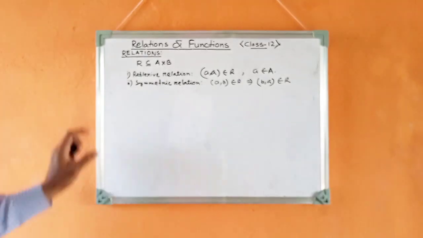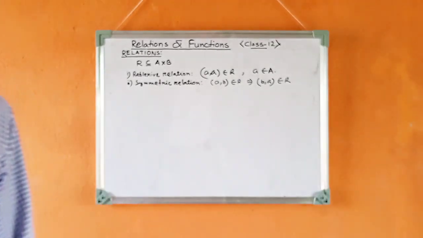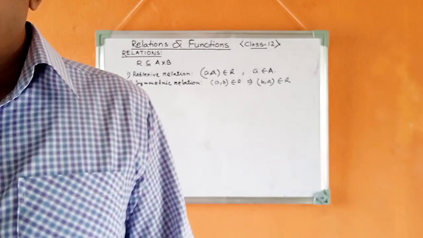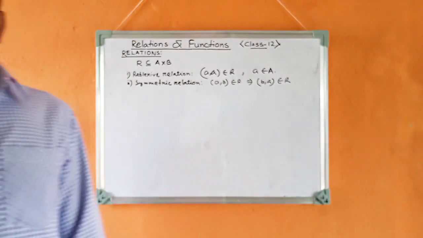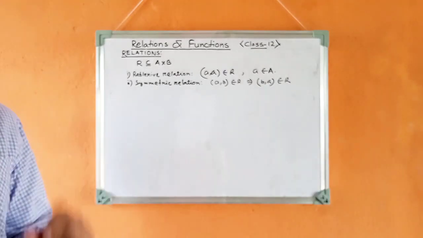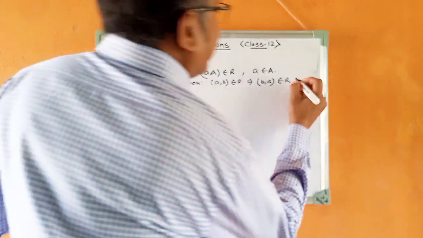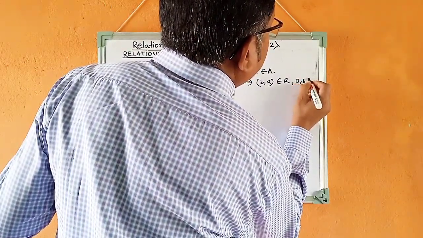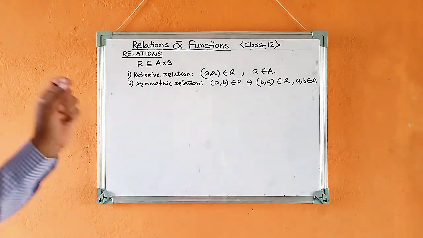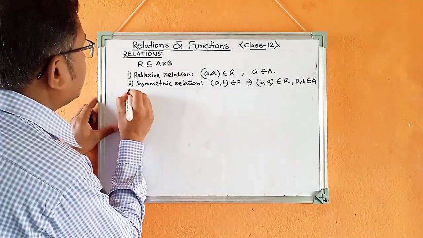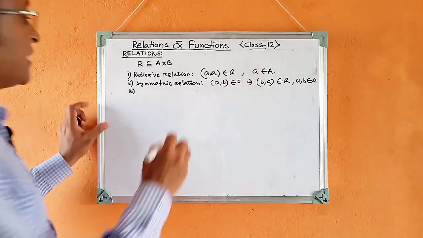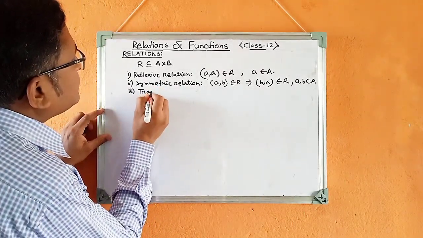I repeat, what is a symmetric relation? A relation R in a set A is called a symmetric relation if (a, b) belongs to R implies that (b, a) belongs to R for every (a, b) belonging to capital A. That is a symmetric relation. Now number three is transitive relation. So what is a transitive relation?